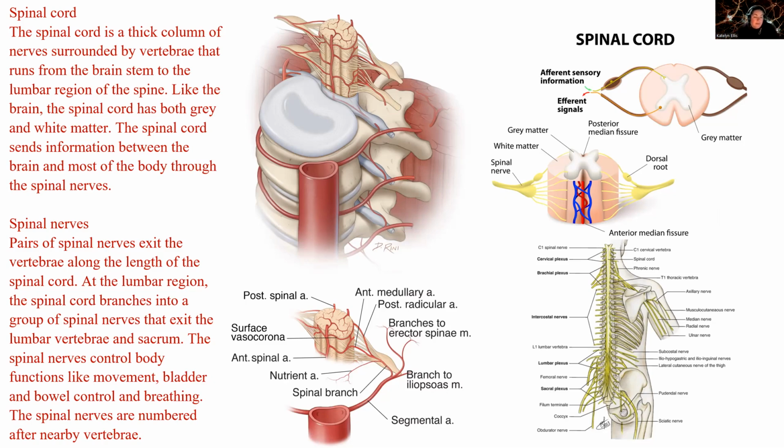The spinal nerves are numbered after nearby vertebrae, all right? So you can see them coming out here in yellow in this bottom right image. They are literally labeled after the number of the spine that they're at. So if they're by T1, T12, something, they will be labeled with those. And you guys do have an assignment that will help you with these naming of the nerves.